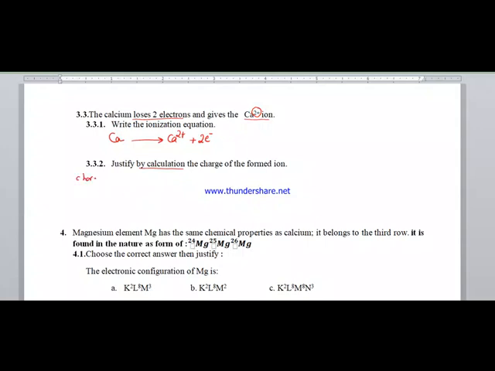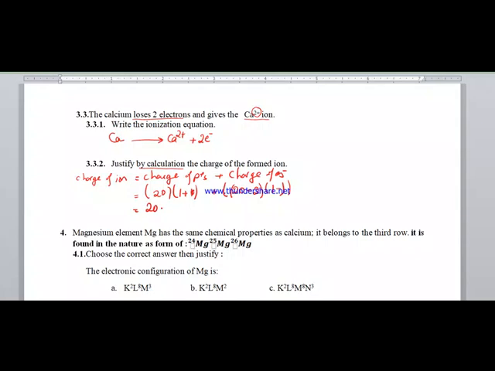The relation for the charge of an ion is: charge of ion equals charge of protons plus the charge of total electrons. For the protons, we have 20 protons times the relative charge of 1 proton, which is 1 plus. The total number of electrons is 20. Since it loses 2 electrons, we subtract 2, multiplied by the relative charge of 1 electron, which is 1 minus.